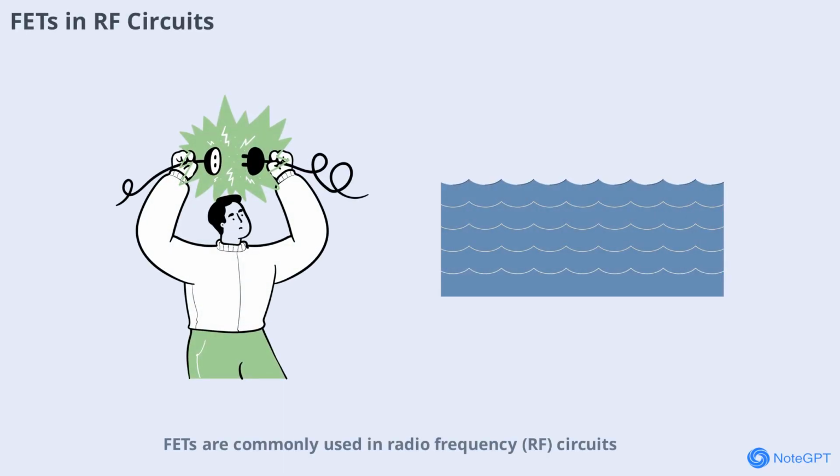FETs are commonly used in radio frequency (RF) circuits due to their high input impedance and fast response. They are found in RF amplifiers, mixers, and oscillators. Their ability to handle high frequencies with minimal distortion makes them essential in communication systems and wireless devices.